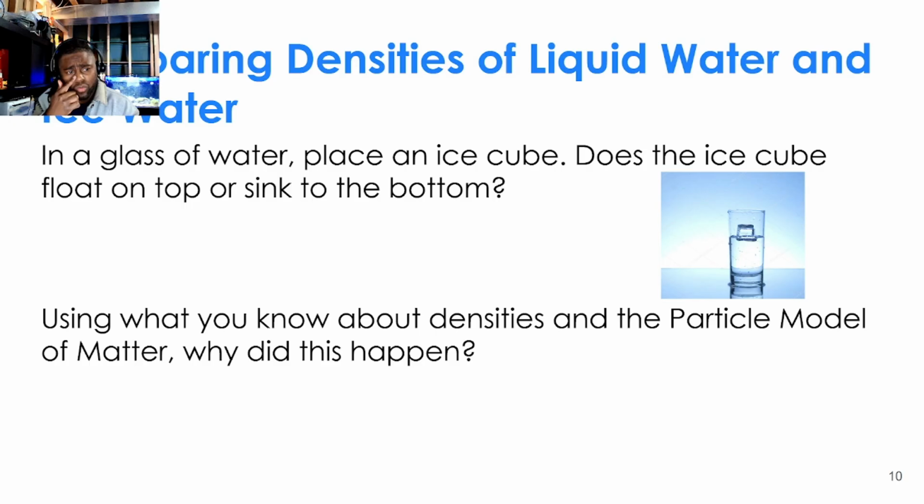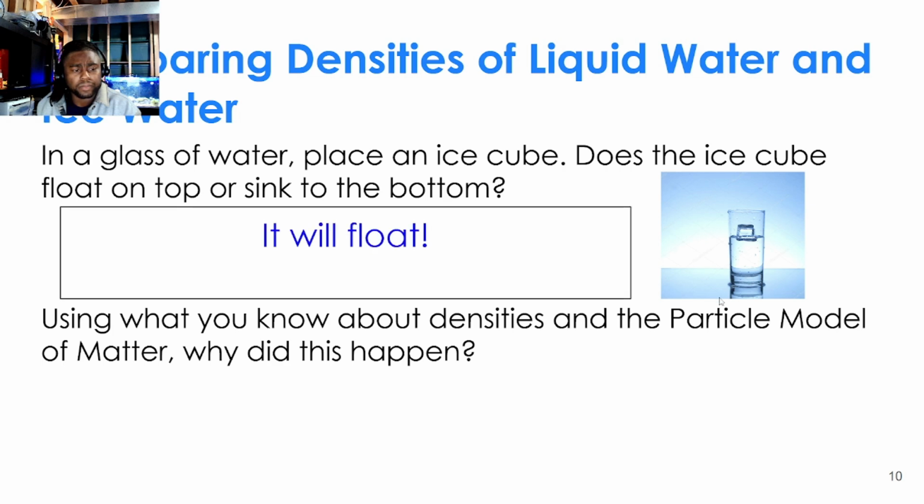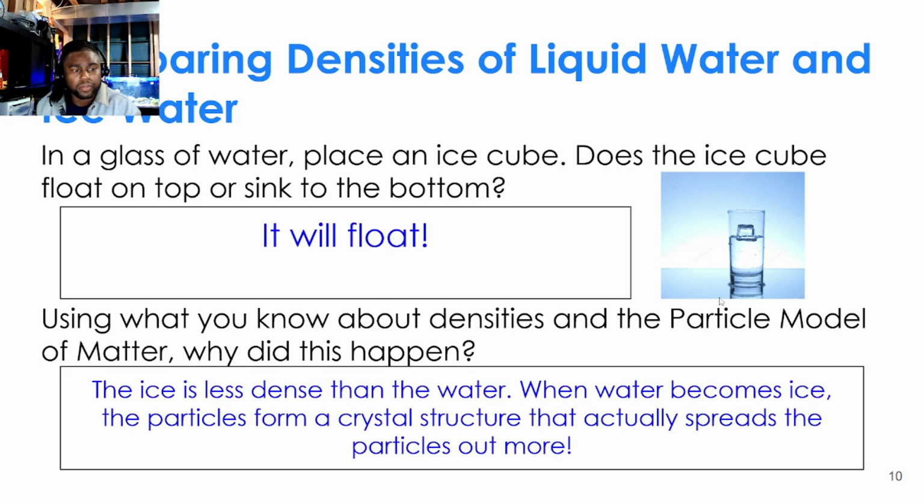Okay, in a glass of water, place an ice cube. Does the ice cube float on top or sink to the bottom? Most of you have an idea that the ice cube would float. Think back to concept 1 and explain why that happens using the particle model of matter. What's actually happening to the water molecules when they freeze? So here's your answer, and again, you have access to these notes online.